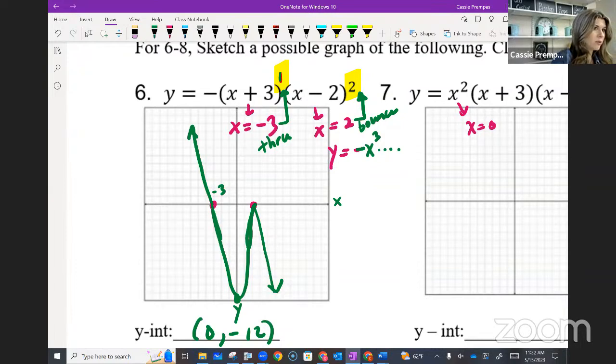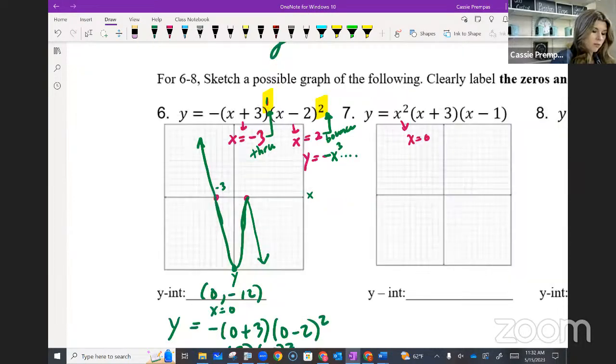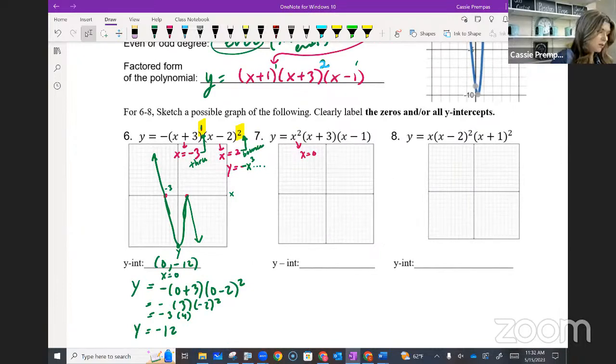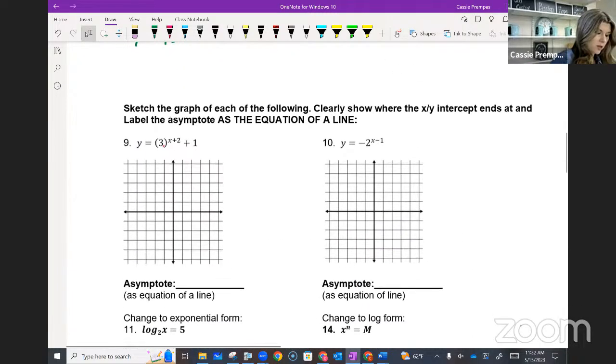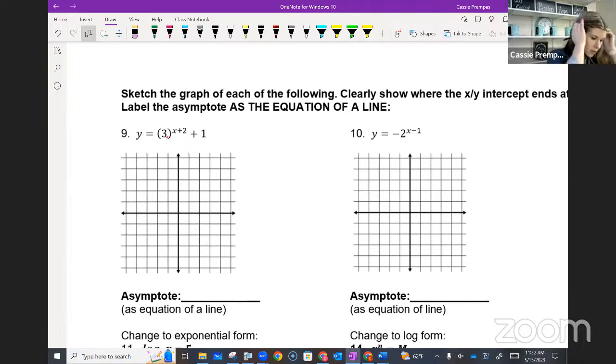You guys remember that? Okay, I'm going to save these two for practice. We're going to have a lot of time at the end. Let's go to number 9.